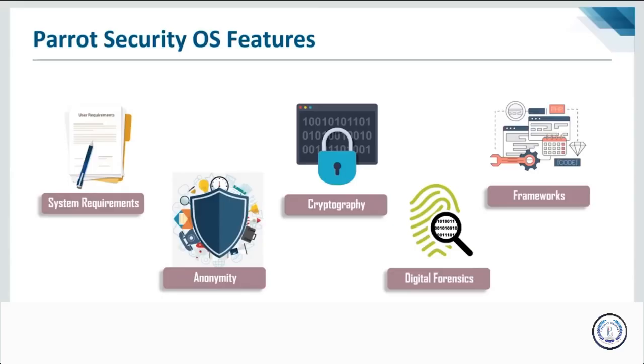So, guys, these are a few features of Parrot OS. So, basically, Parrot operating system supports anonymity. It offers different kinds of cryptography tools. It also supports forensic mode, and it also provides the opportunity to develop frameworks for embedded systems and many other amazing features.